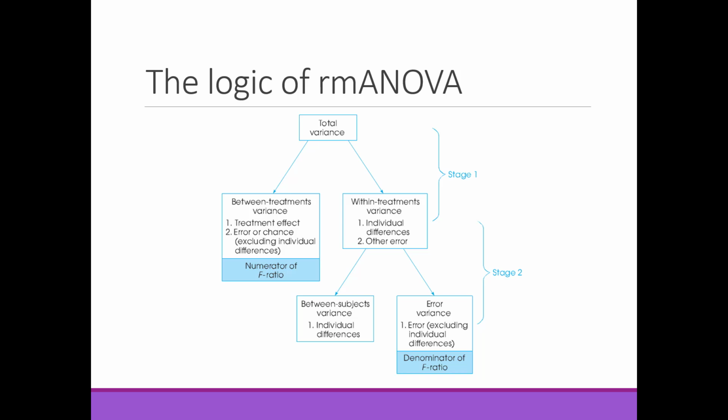So this is the logic broken down into a diagram. And so stage 1 up here is the usual ANOVA, where the total variance is broken up into between group or between treatments variance. That's the numerator of the F ratio. And then the denominator is within treatments variance, or error. But in this case, there's stage 2, and you're taking out between subjects or between individuals variability. And so individual differences is taken out. And then you're looking at the remaining error variance as the denominator of the F ratio. And so, again, the F ratio is supposed to get a little bit bigger as a result and provides a more powerful test.